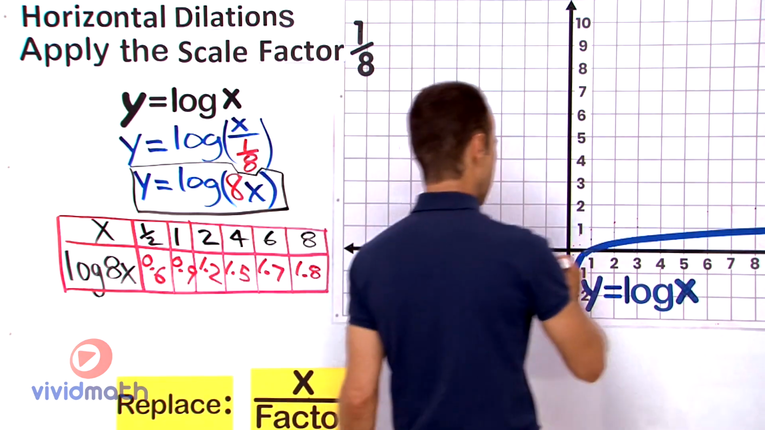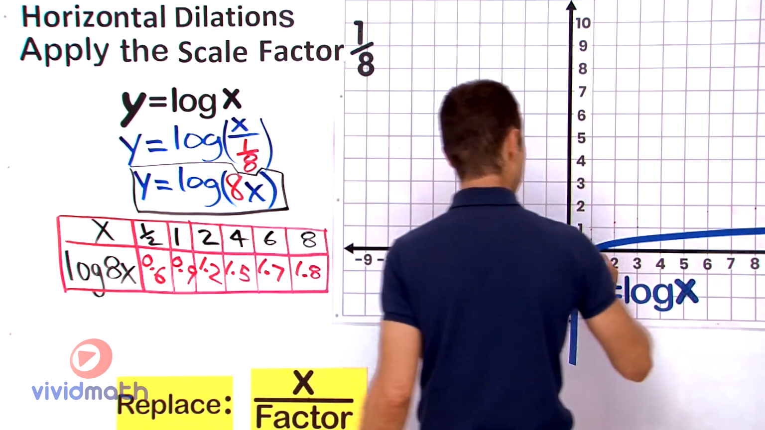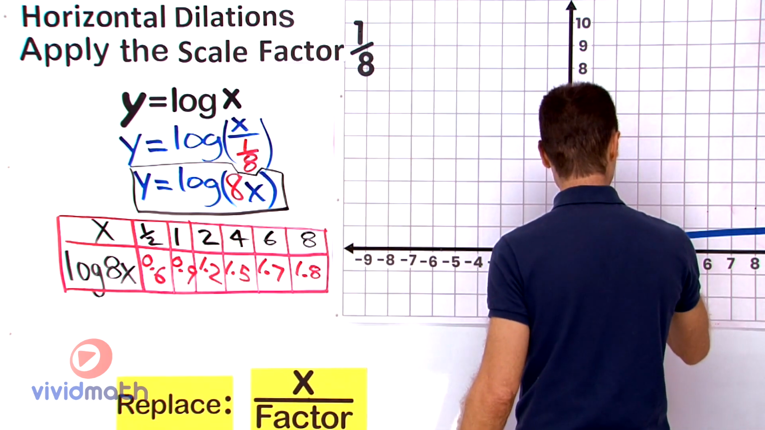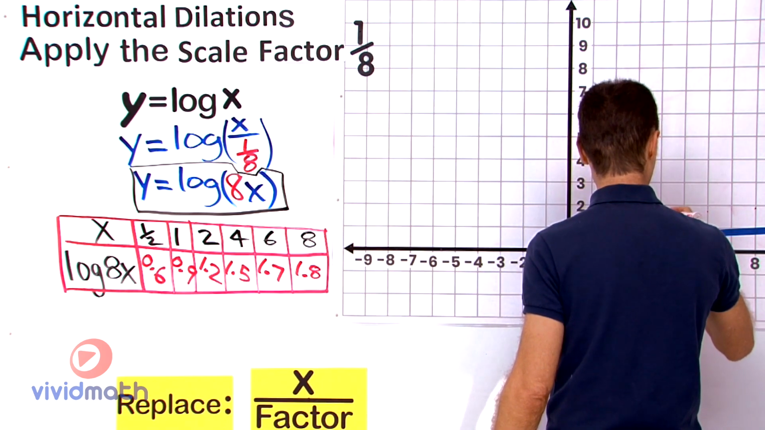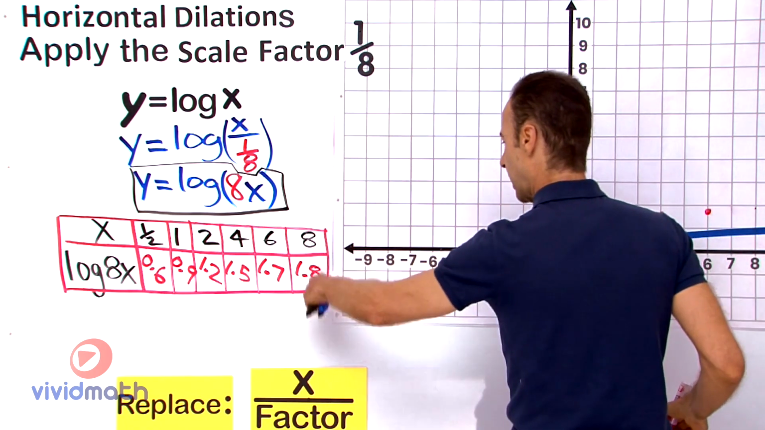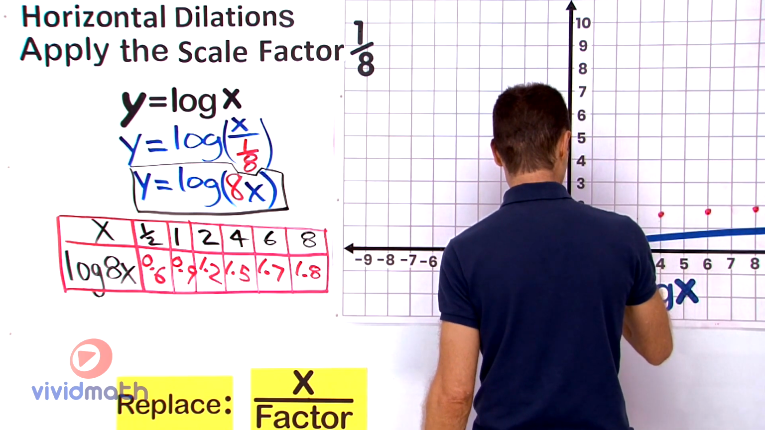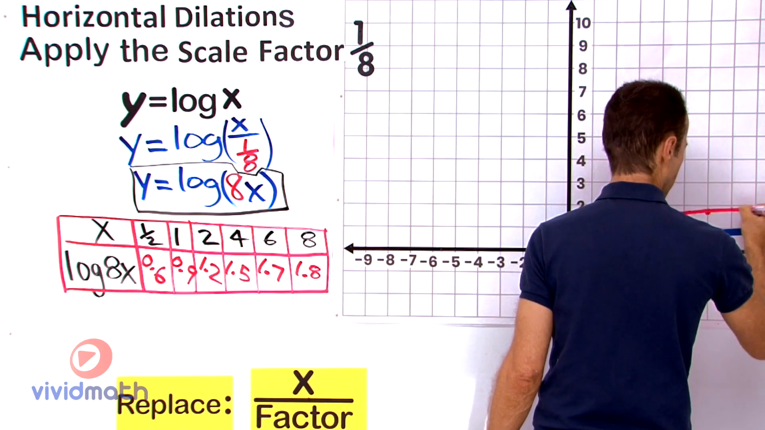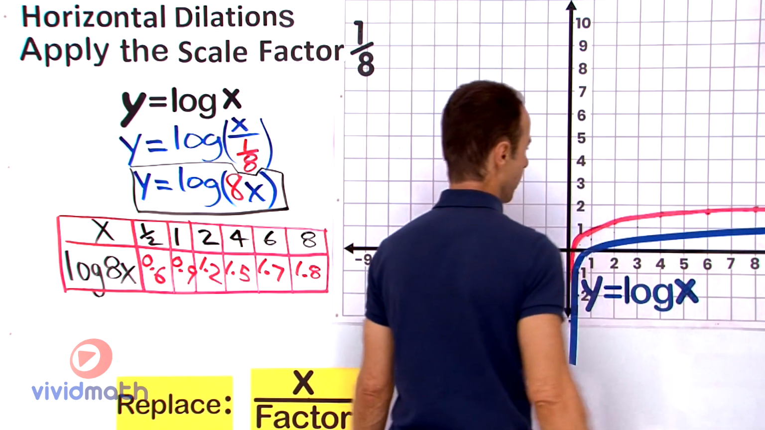(1/2, 0.6) is there. (1, 0.9). We have (2, 1.2). We have (4, 1.5), (6, 1.7), and (8, 1.8). So if I join the dots on this, it's going to look something like this. There we go. That's what it looks like.